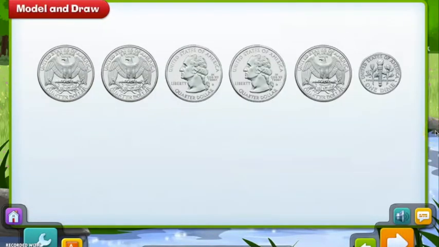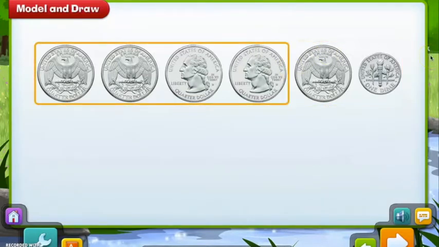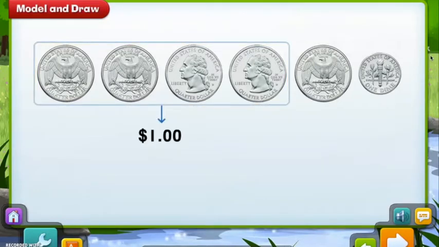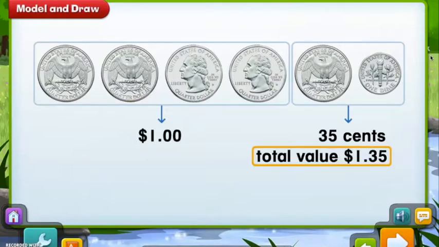Let's find the total value of this group of coins. First, look to see what coins are in the group. The first 4 coins are quarters. 4 quarters make $1. And there are still 2 more coins in the group, so we know the total value is more than $1. The extra quarter and dime make 35 cents. So the total value of this group of coins is $1.35.